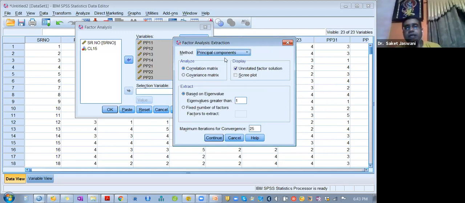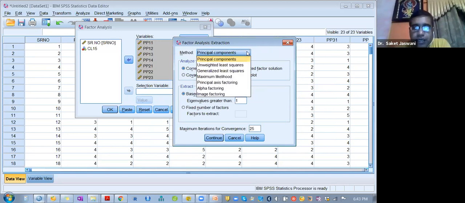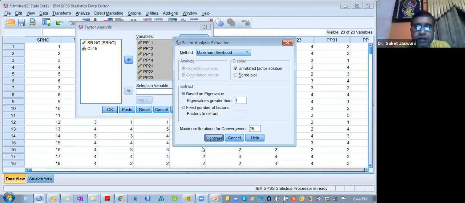This is also called principal component analysis. By default it is this, but there are 6 other extraction methods. The most preferred one is the maximum likelihood method. It's not necessary that you will get the results from any of the extraction methods. You need to select which one is appropriate for your data. They are just different extraction methods. The most appropriate is suggested as maximum likelihood. But if you're not getting results after selecting maximum likelihood, you can change the extraction method also. So select maximum likelihood method, click Continue.